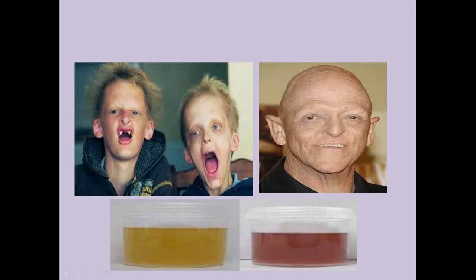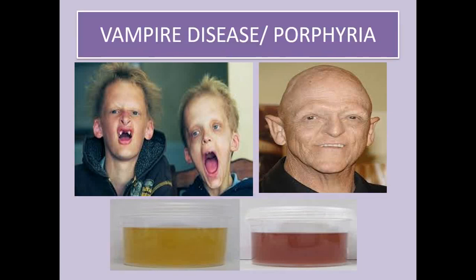This is the characteristic hallmark of porphyrias, in which the urine of a person after standing turns brownish reddish in color due to different compounds which are accumulated in the urine. This is also called vampire disease, or porphyrias.